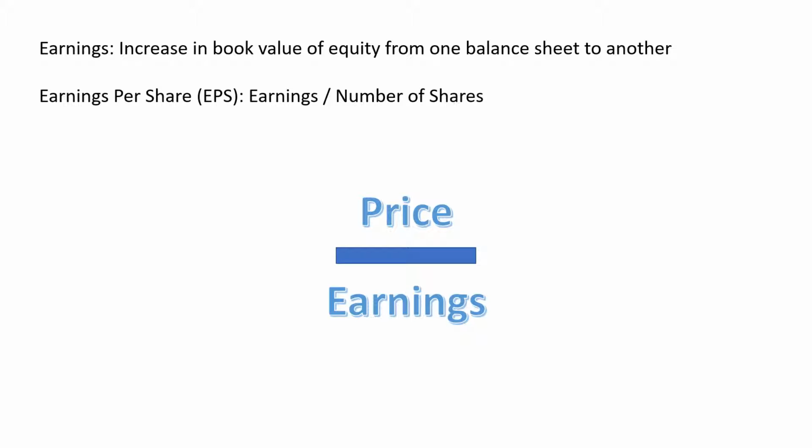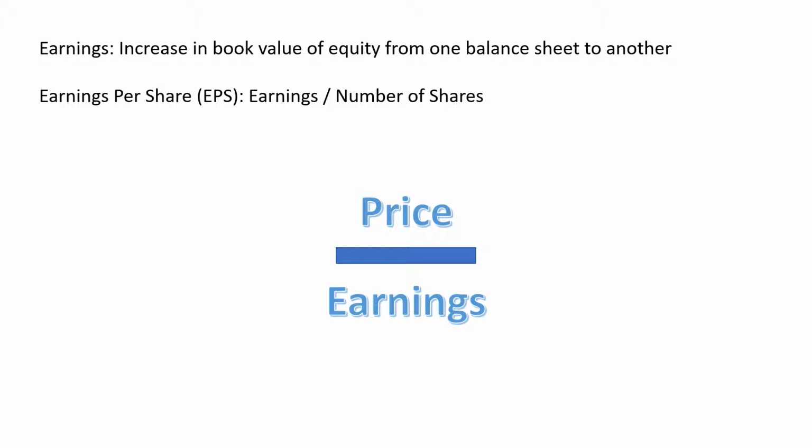And earnings is also known as net income, and it is the increase in book value of equity from one balance sheet to another. Now remember that a balance sheet is like a snapshot of a moment in time. So earnings is the increase in the book value of equity between the time that one balance sheet was taken to the time of another one. So it's the change in the book value of equity that occurred in the period of time between the two balance sheets.